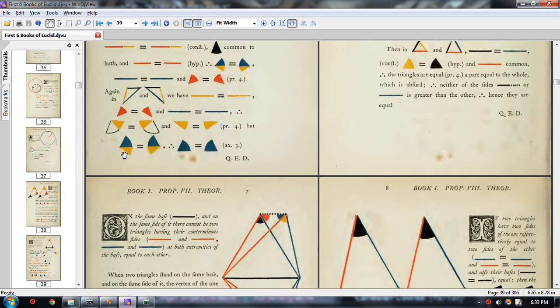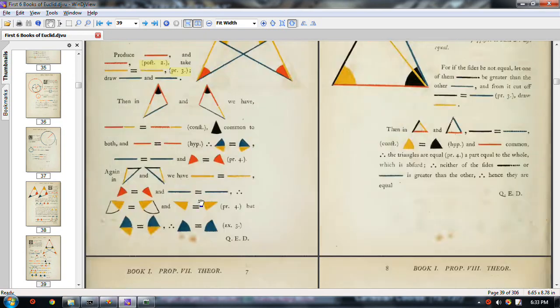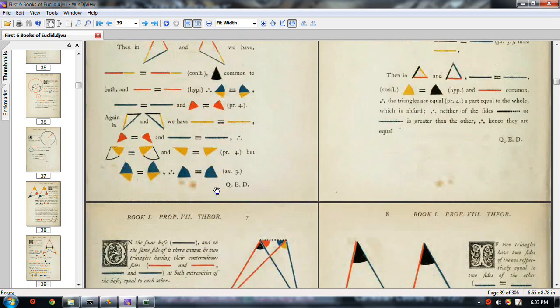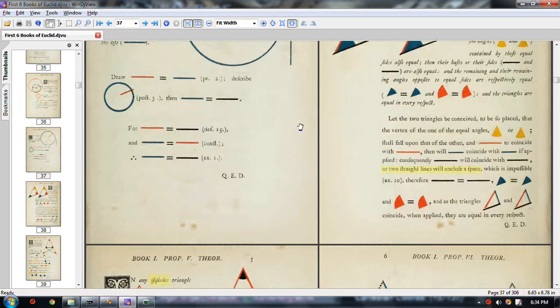However, using the axioms, it turns out that we've already established that yellow plus blue is equal to yellow plus blue. And we have yellows equal. If equals are taken away from equals, then the result is equal, right? That's what the axiom tells you. Axiom 3.